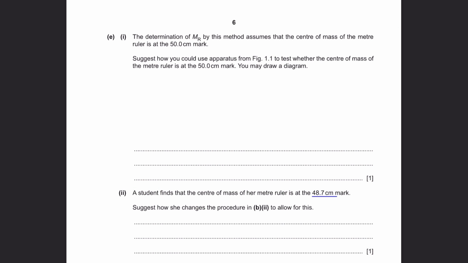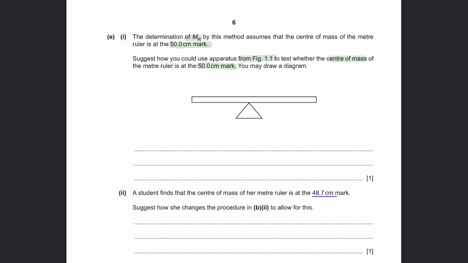Question E, Part 1. The determination of mR by this method assumes that the center of mass of the meter ruler is at the 50 cm mark. Suggest how you could use apparatus from figure 1.1 to test whether the center of mass of the meter ruler is at the 50 cm mark. You may draw a diagram.